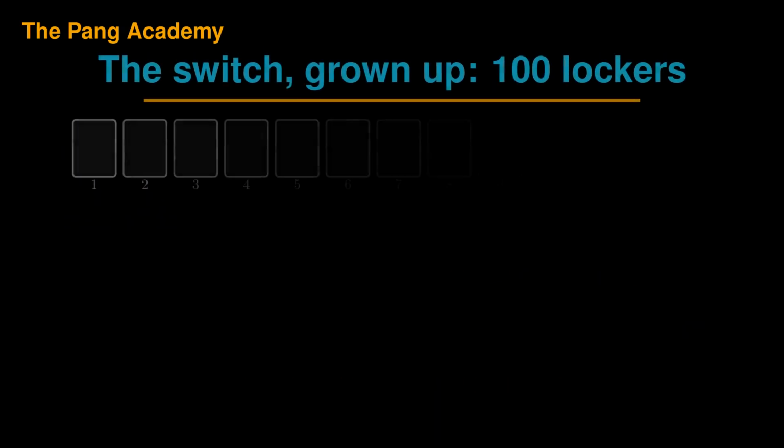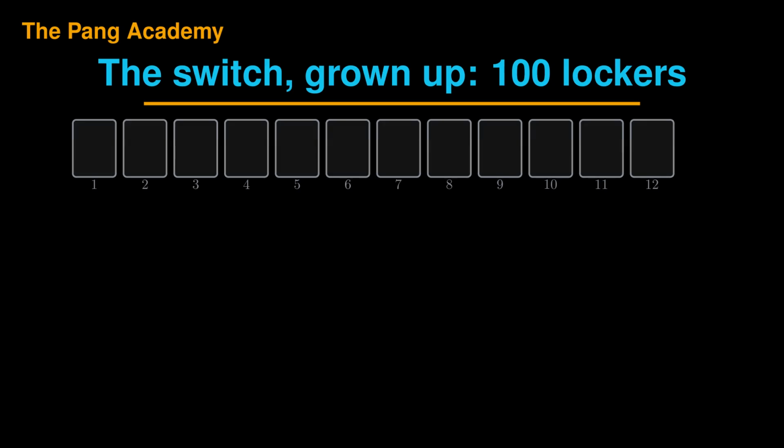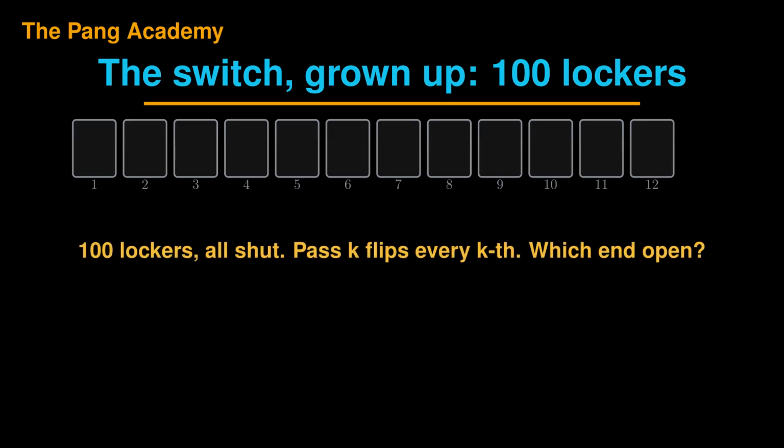Here's that switch on a bigger scale. A row of 100 lockers, all shut. Pass 1 flips every locker. Pass 2 flips every second one. Pass 3 every third. 100 passes in total. Which lockers are open at the end?